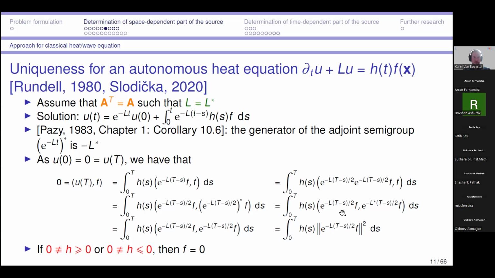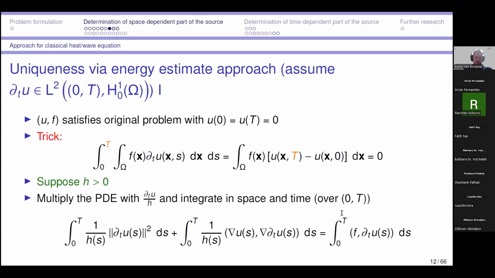Okay, so in these results the operator is time independent, and my main focus in this research was the case where we have a time-dependent operator. Then we need some other approach, which I call here the energy estimate approach. For this approach, we need to assume some high regularity of the solution, namely that the time derivative of u belongs to this Bochner space L2(0,T; H10).